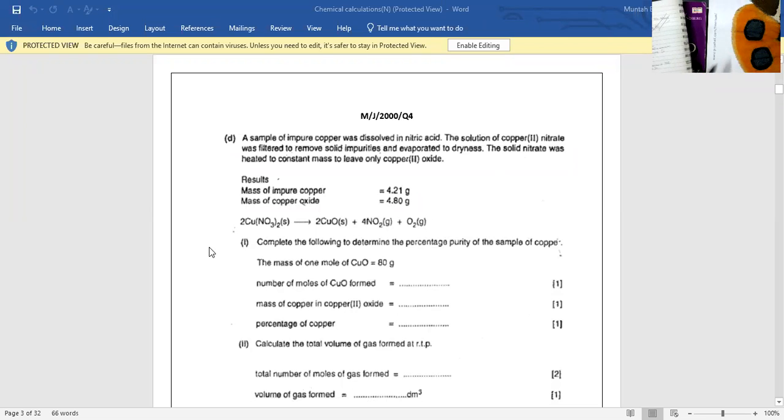Now, we have to calculate the percentage of copper, the percentage purity. So we know the formula, right? Percentage means out of 100, right? So I can use the ratio. I can show you the ratio method. Let's do it the ratio method.